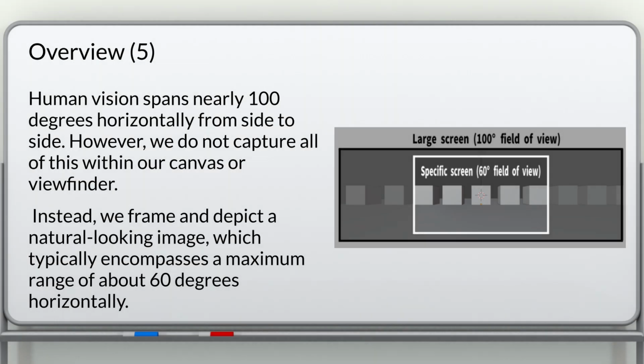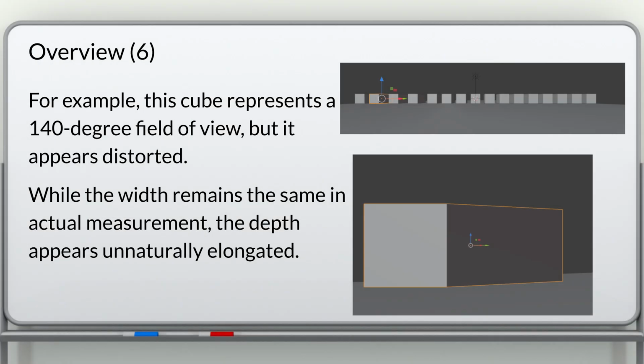Human vision spans nearly 100 degrees horizontally from side to side. However, we do not capture all of this within our canvas or viewfinder. Instead, we frame and depict a natural-looking image, which typically encompasses a maximum range of about 60 degrees horizontally. For example, this cube represents a 140-degree field of view, but it appears distorted. While the width remains the same in actual measurement, the depth appears unnaturally elongated.